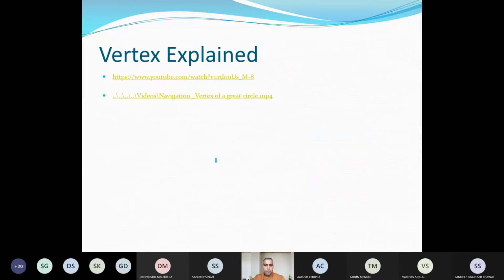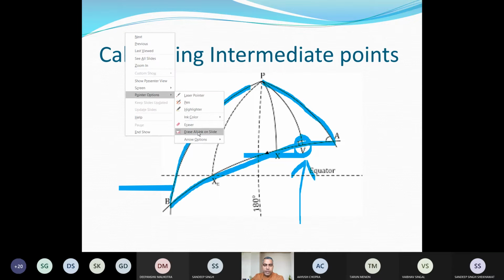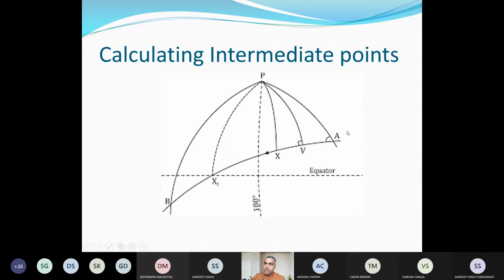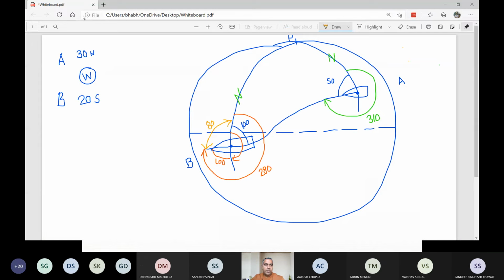Okay. Now, when we know where the vertex is, whether it is inside or outside the triangle, it is very easy for us to find out the position of the vertex. So let's go to the whiteboard now and see how we can find out the position of the vertex. Let's erase the whiteboard.